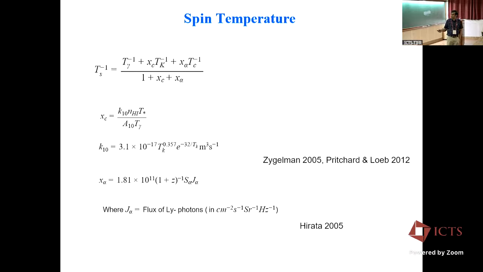So this comes from galaxy formation theory, right? So how bright your galaxy is, and what amount of Lyman alpha photons it is emitting and escaping from the galactic environment. So all these things go into this J alpha, and you can plug that in here, and you will get X alpha.